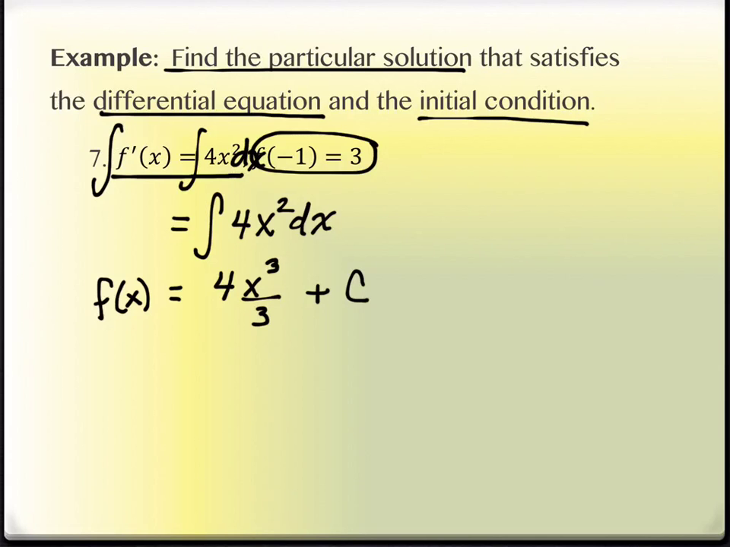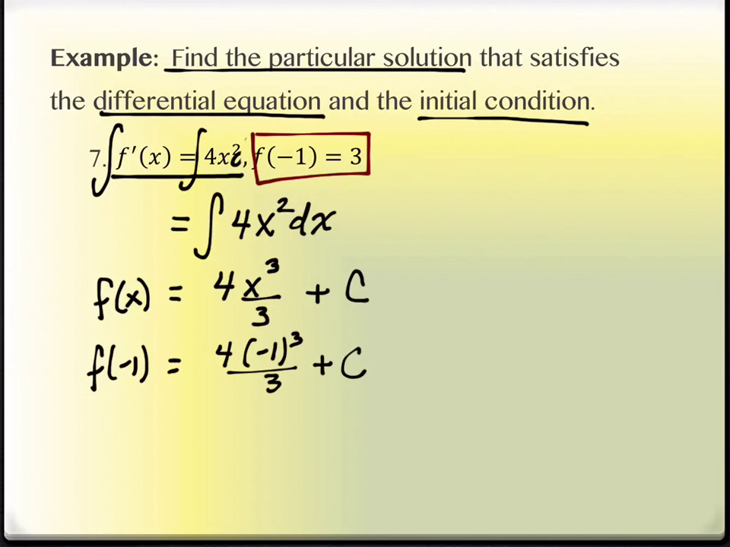Now, the other information that they give us that's useful and needful now is that f of negative 1 equals 3. So what they're saying is that if I take this equation and plug in negative 1 to it, so I have 4 times negative 1 cubed over 3 plus c, this is going to equal 3. So my goal is to simply figure out what c has to be to make that true.